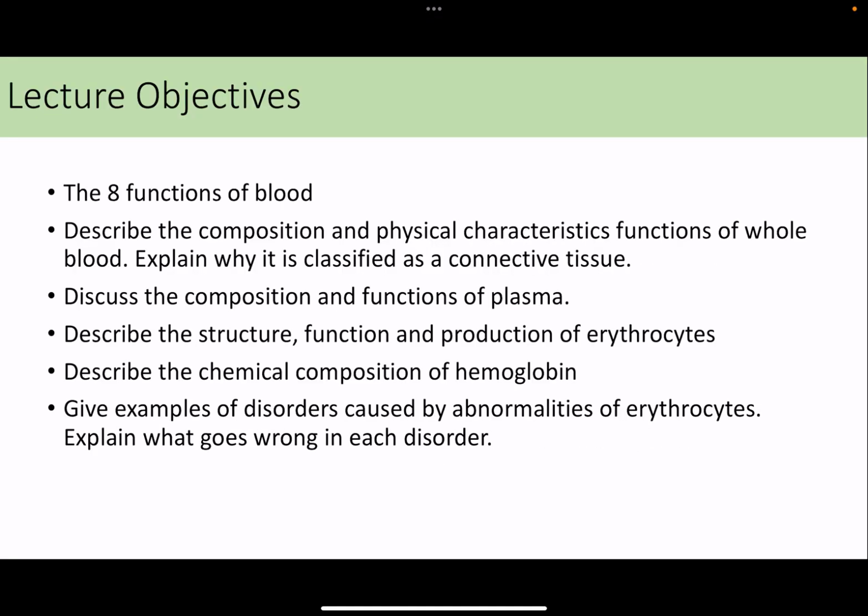Okay, so for blood one, we're going to talk about the 8 functions of blood, describe the composition and physical characteristics, functions of whole blood, explain why it's classified as a connective tissue, discuss the composition and functions of plasma, describe the structure, function, and production of erythrocytes, talk about the chemical composition of hemoglobin, and we're going to give examples of disorders caused by abnormalities of erythrocytes and what goes wrong in each disorder.